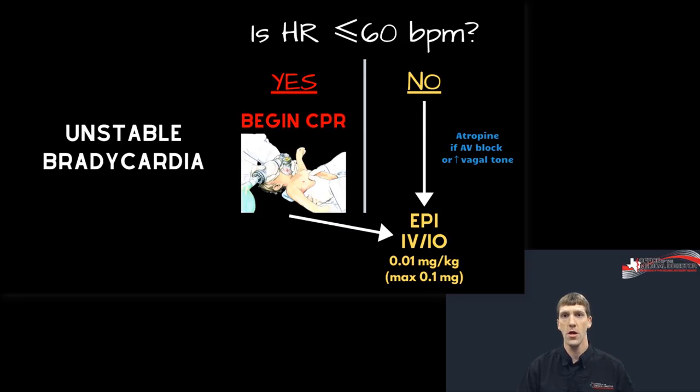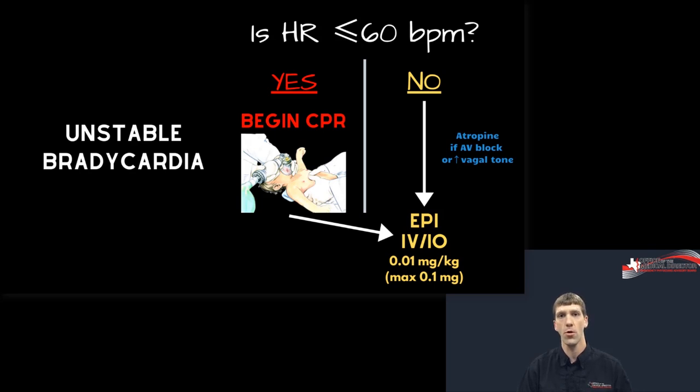If the heart rate is greater than 60 beats per minute, our first move is going to be epinephrine IV/IO. As you note below, the mg per kg is the same as for cardiac arrest. However, the total dose is much smaller than cardiac arrest. It's going to be 0.1 milligrams as your top dose, or about 100 micrograms.